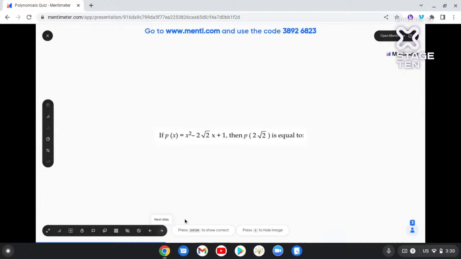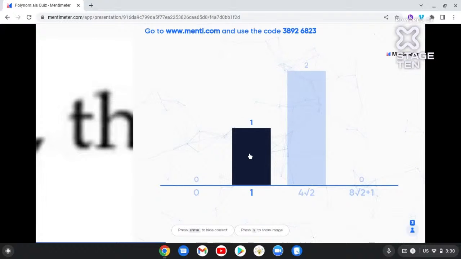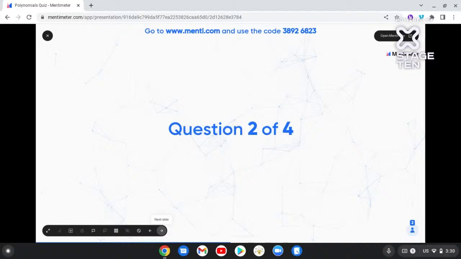So I see everyone has answered, so I'll just click on enter, and we have two answers here, 4 root 3. So see here, the correct answer is 4 root 3. Alright, so I'll go ahead. Correct answer.